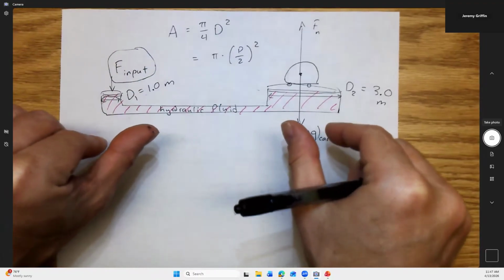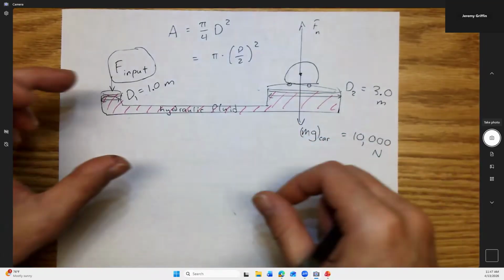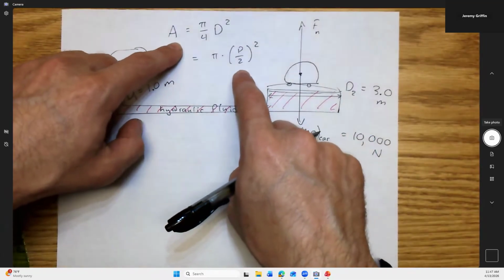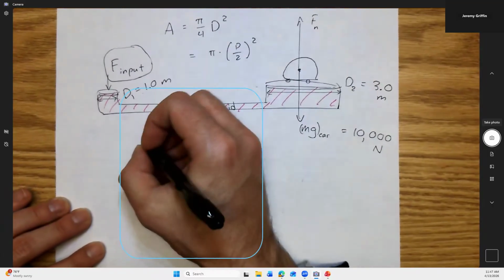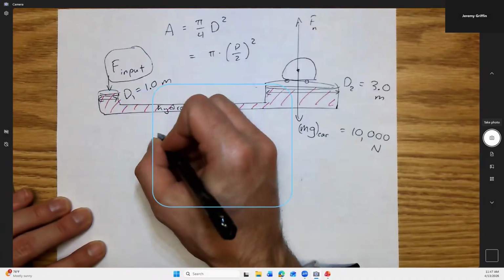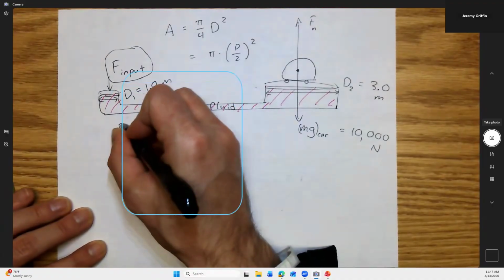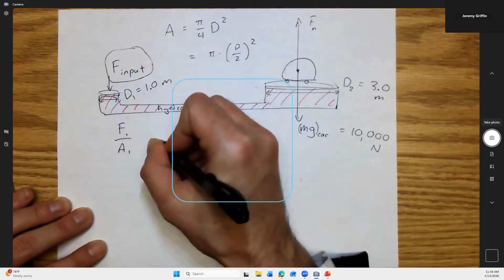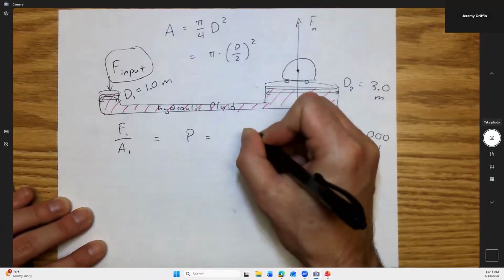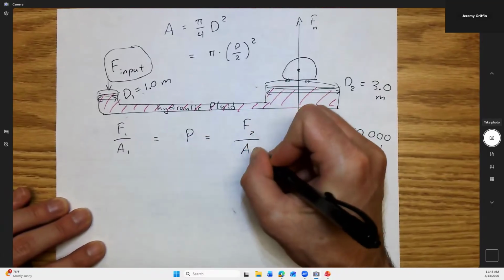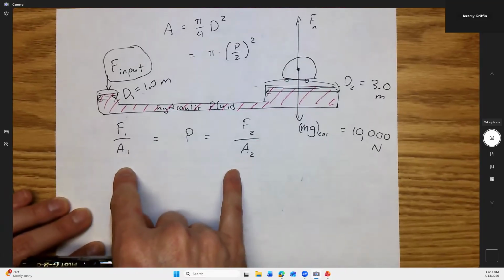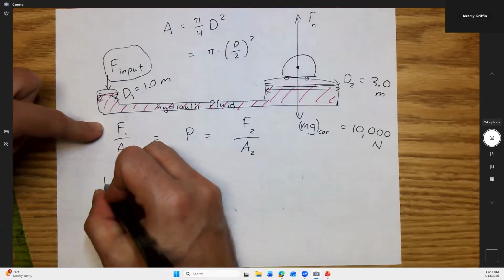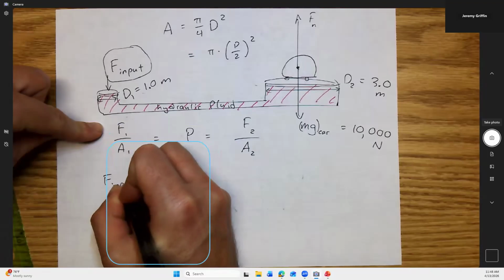Oftentimes pipes are listed by their diameter. If you have a 3-inch pipe, they're talking about the diameter of the pipe. So it's good to know this. Think about circular cross-sectional area. Now, what we're saying here is that the pressure on the left side, which is force over area, equals the pressure on the right side, a different force over a different area, but the same pressure. That's straight from the PowerPoint. Here's your F input, which we're solving for.